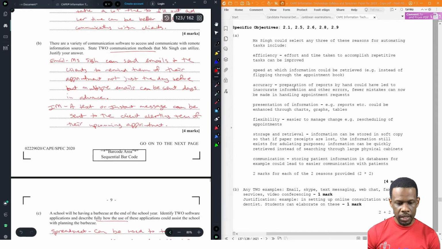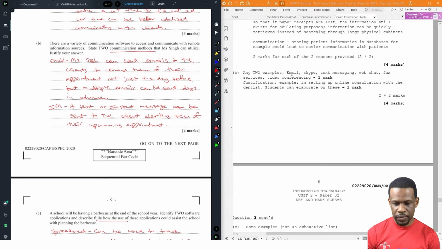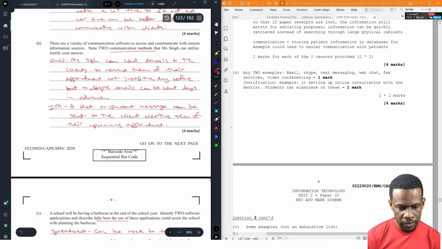Alright, part B, any tool: email, Skype, text messaging, web chat, fax services, video conferencing. How are you using video conferencing? Okay, there are a variety of communication software and access to communicate with remote information sources. There are two communication methods that Ms. Singh could utilize. Okay, how did you get video conferencing, boy?